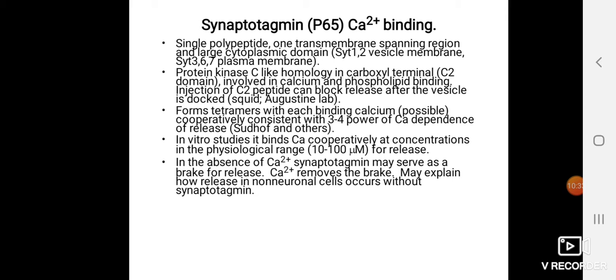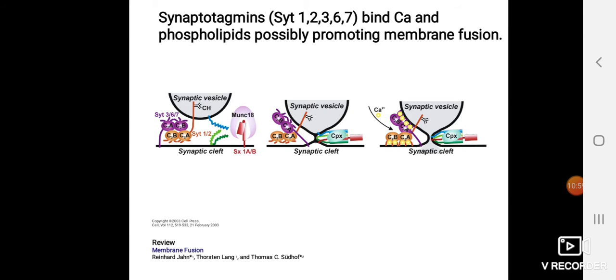and calcium removes the brake, and may explain how these non-neuronal cells carry this out. Because when the concentration of calcium is low in the cell, synaptotagmin is inactivated by the synaptobrevin. When the calcium concentration increases, synaptotagmin gets activated because the calcium binds to the C terminal and relieves it from the inactivated position.